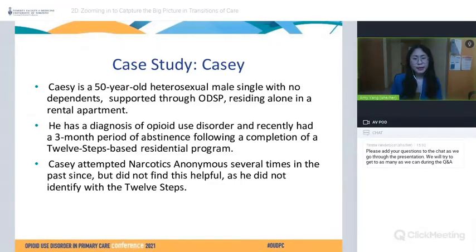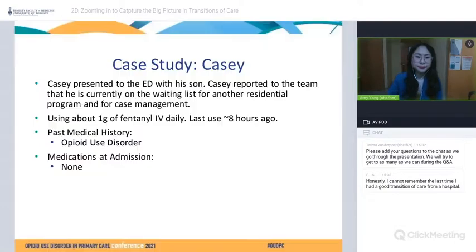Casey has a diagnosis of opioid use disorder and recently had a period of 3-month sobriety following the completion of a residential program. Since then, Casey has attended Narcotics Anonymous several times, but didn't find it helpful because he didn't identify with the 12 steps, even though the residential program that he completed was based on the 12 steps.